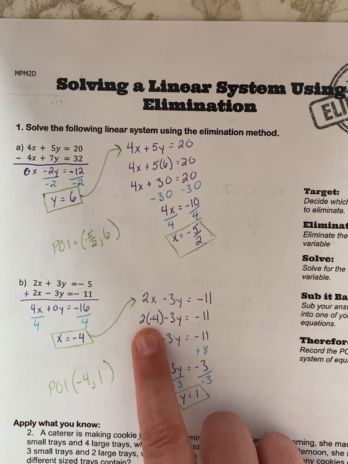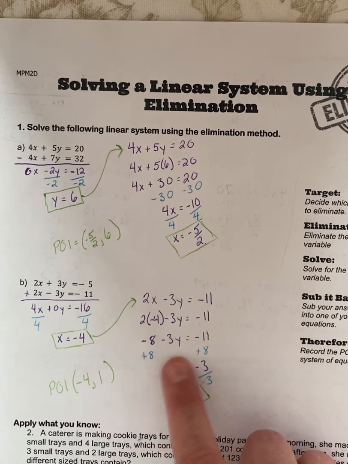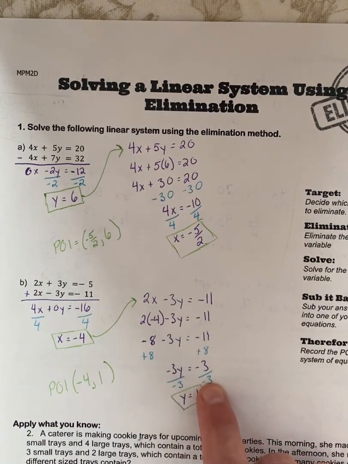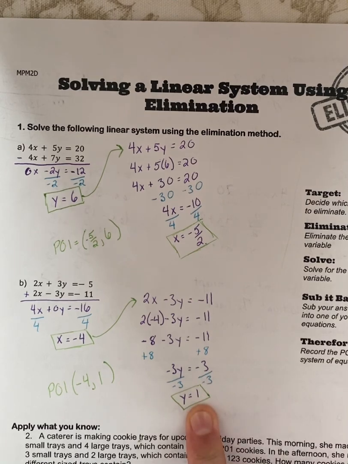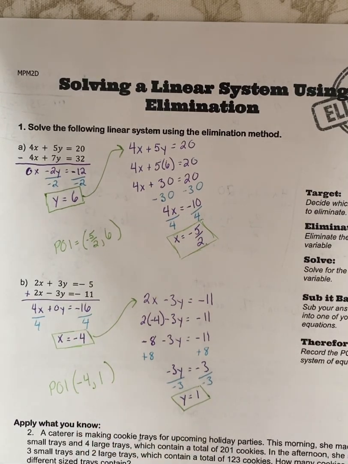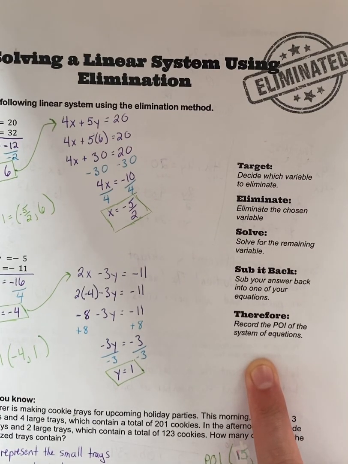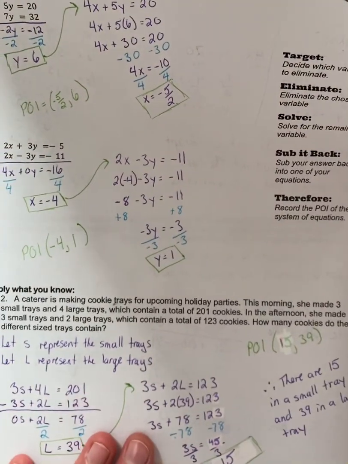Okay, so 2 times negative 4 gives me negative 8. I've got minus 3y, so I'm going to add 8 to both sides. Divide by the coefficient in front of y. That gives me 1. I'm going to make sure I put my x in the x space and my y in the y space. So pretty easy. All right. Normally we would need a therefore statement. For the most part, you just need a therefore statement if you have a word problem. And look how conveniently I have a word problem prepared.